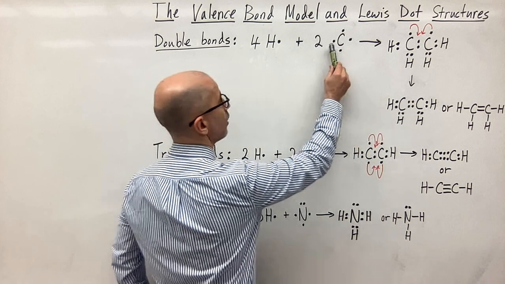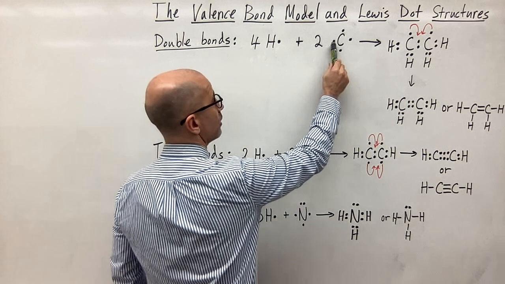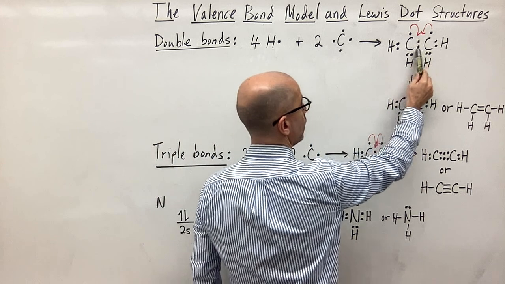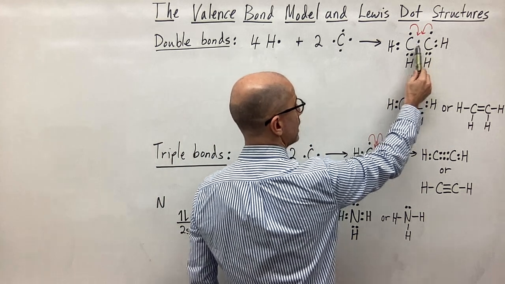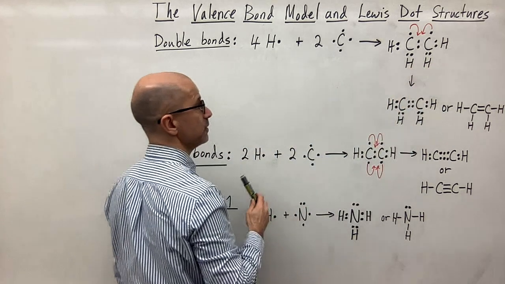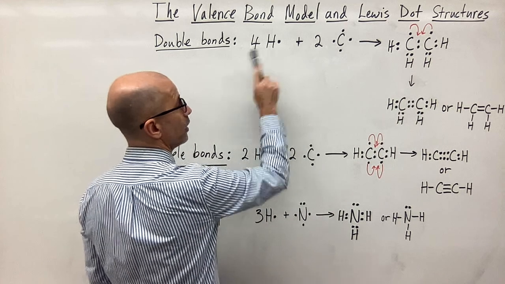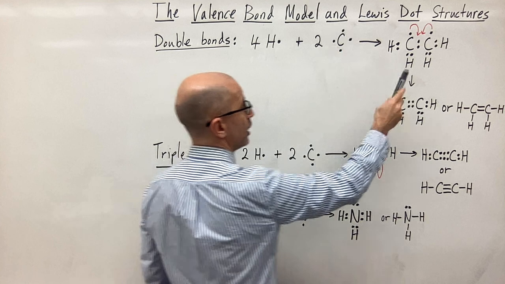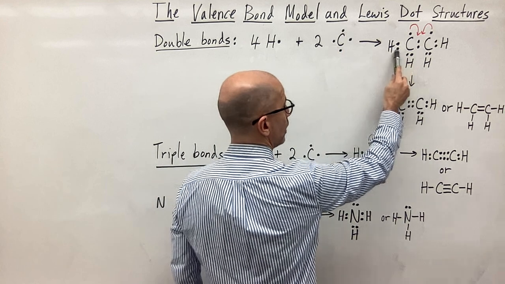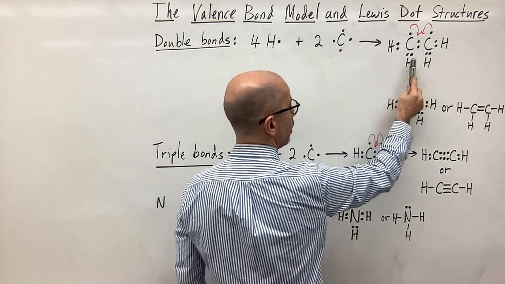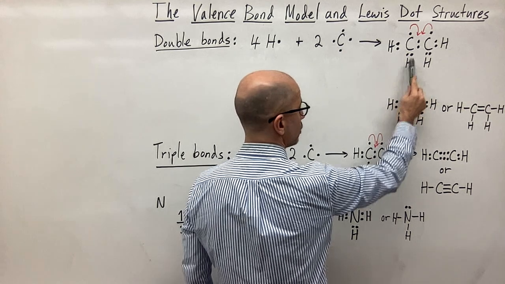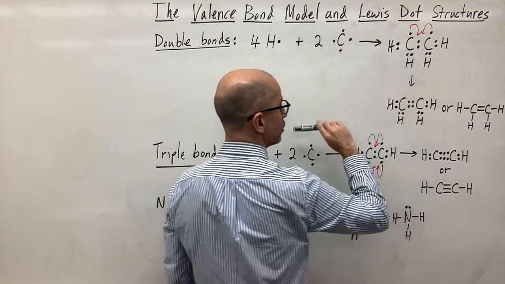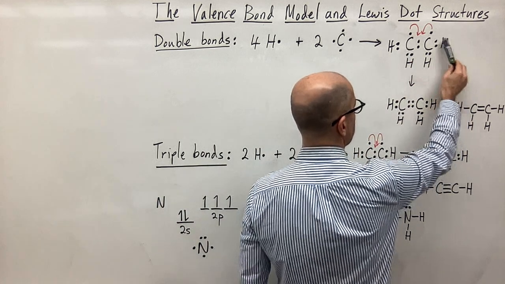So maybe this electron is going to pair up with an unpaired electron in the other carbon. That's going to form a pair of electrons here, forming a bond between the carbons. And then each of the 4 hydrogens is going to pair up with the other unpaired electrons. So one hydrogen pairs up with an electron on this carbon to form a pair. Another hydrogen forms a pair with this carbon's unpaired electron, and then these 2 do the same thing with the other carbon.